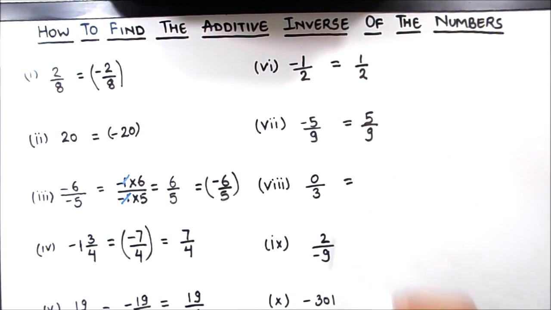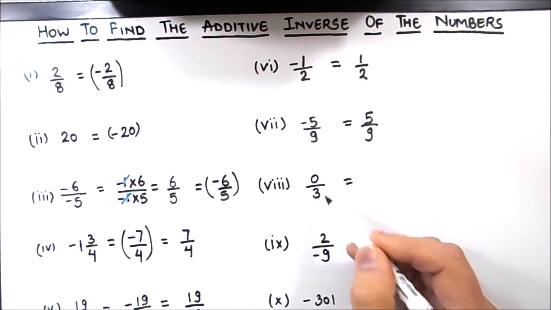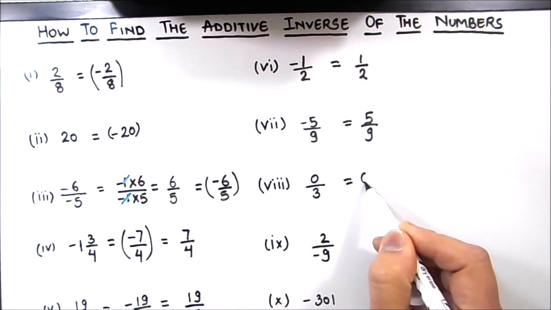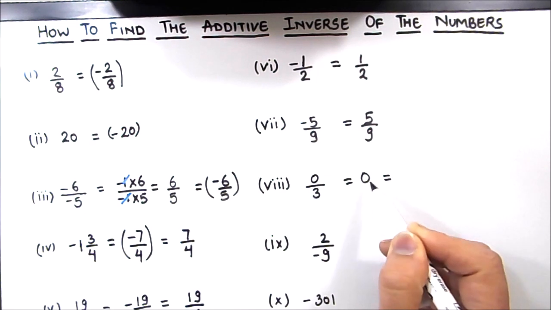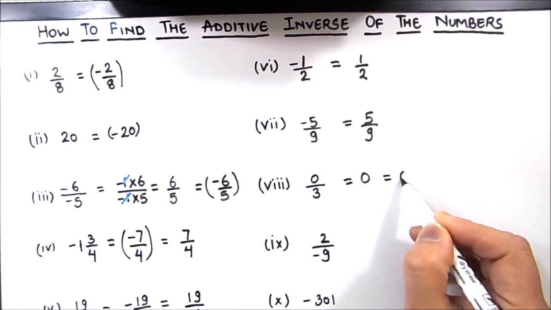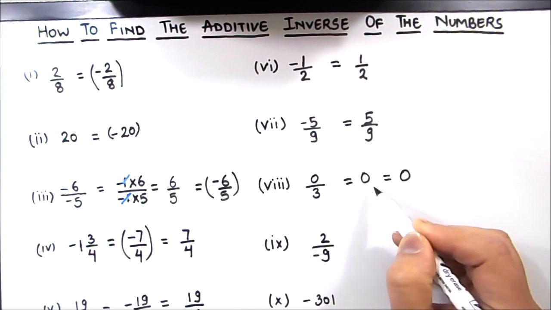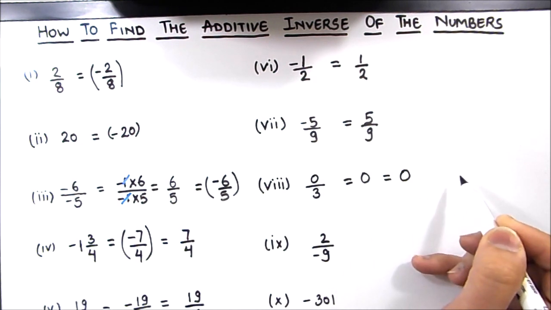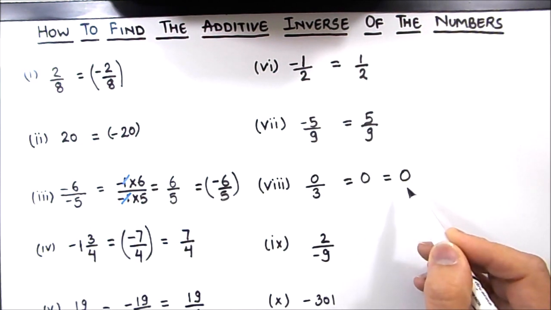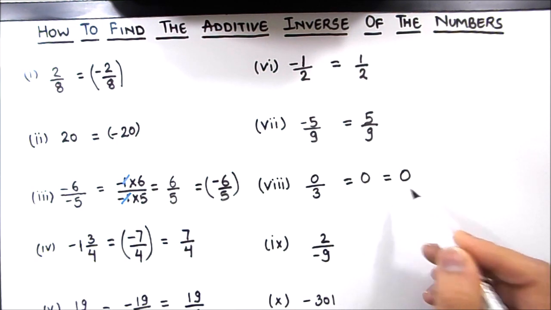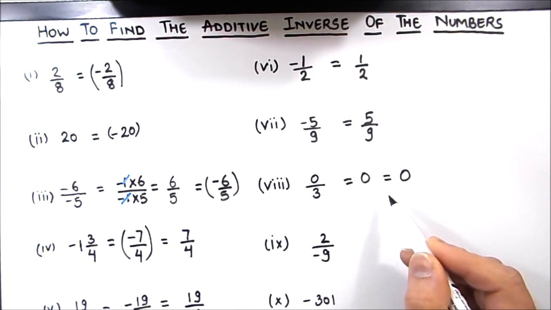The next number is 0 by 3. Now when we solve this 0 by 3, we'll get the result as 0, and the additive inverse of 0 is 0, because when we add 0 to 0, we'll get the result as 0. So 0 is the only exception. 0 is the only number whose additive inverse is the number itself.